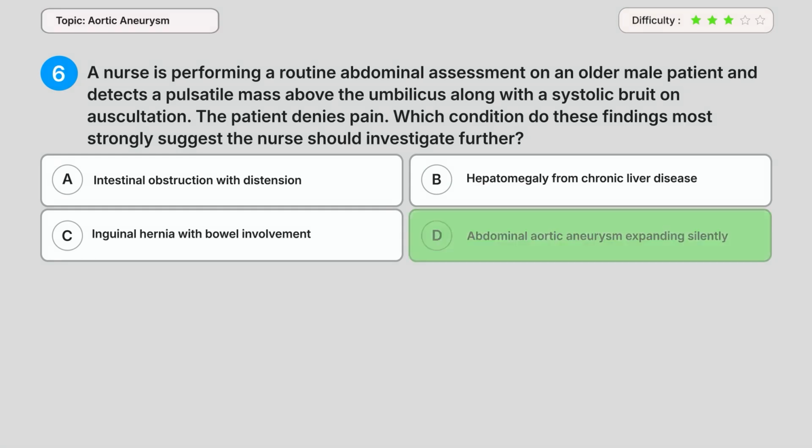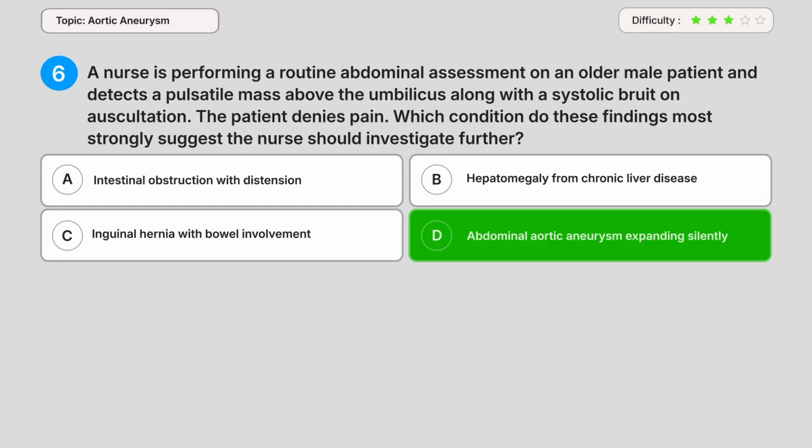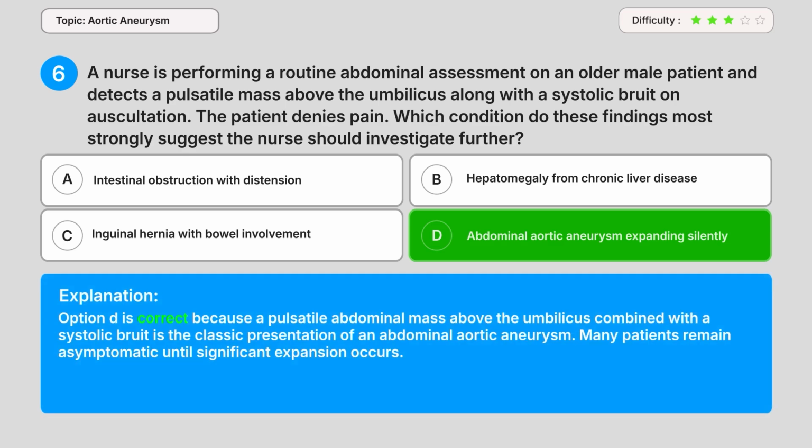Correct answer. D. Abdominal aortic aneurysm expanding silently. Explanation. Option D is correct because a pulsatile abdominal mass above the umbilicus combined with a systolic bruit is the classic presentation of an abdominal aortic aneurysm. Many patients remain asymptomatic until significant expansion occurs.